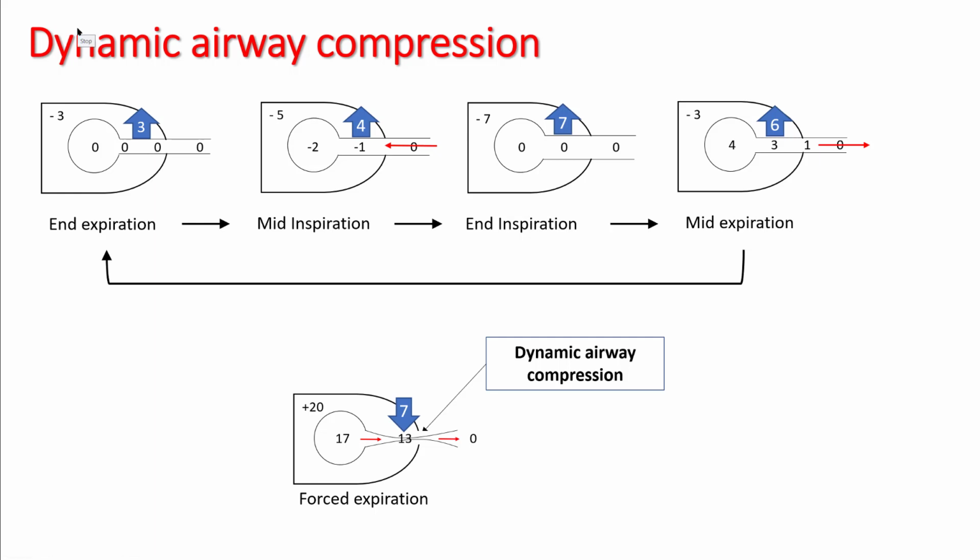This is called dynamic airway compression. This is unfortunately very common in COPD exacerbation, where the patient cannot breathe out, so they are trying to generate more and more intrathoracic pressure to exhale, and this unfortunately works against them, so they go into a downward spiral.